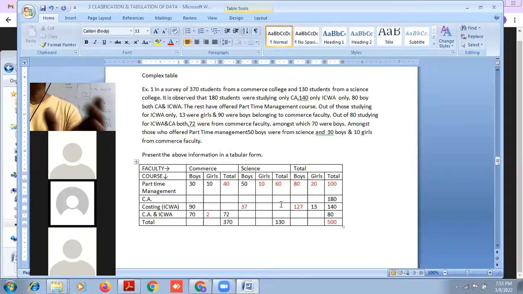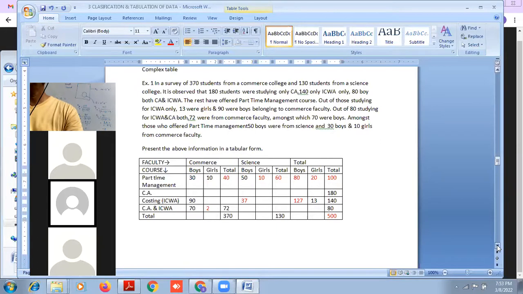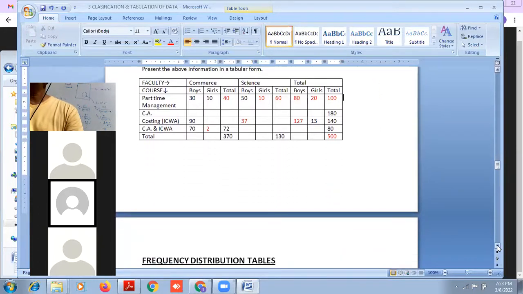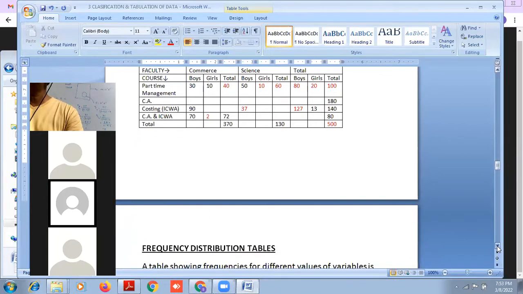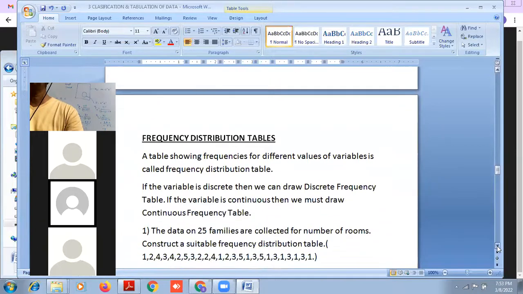So which data do we require additionally? Only that we can find out and then fill that entire table. We don't have to find out each and every detail. Got it? So accordingly, the data can be further collected. Is it clear? So this is about the complex table. Whenever there are more than two variables, we go for a complex table.